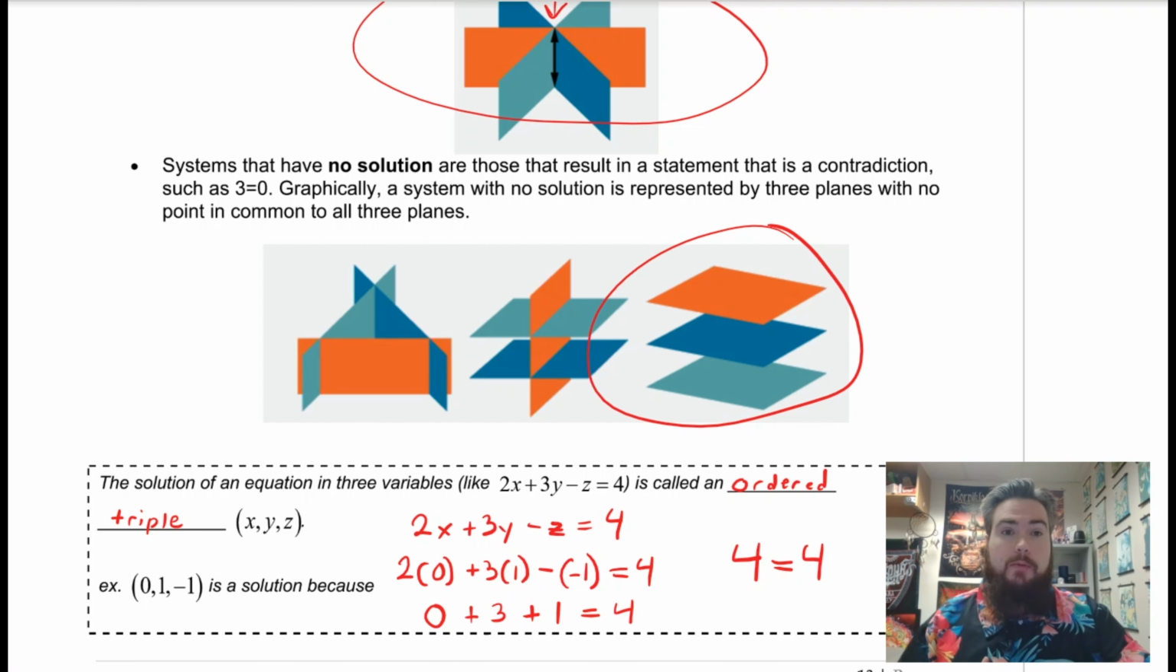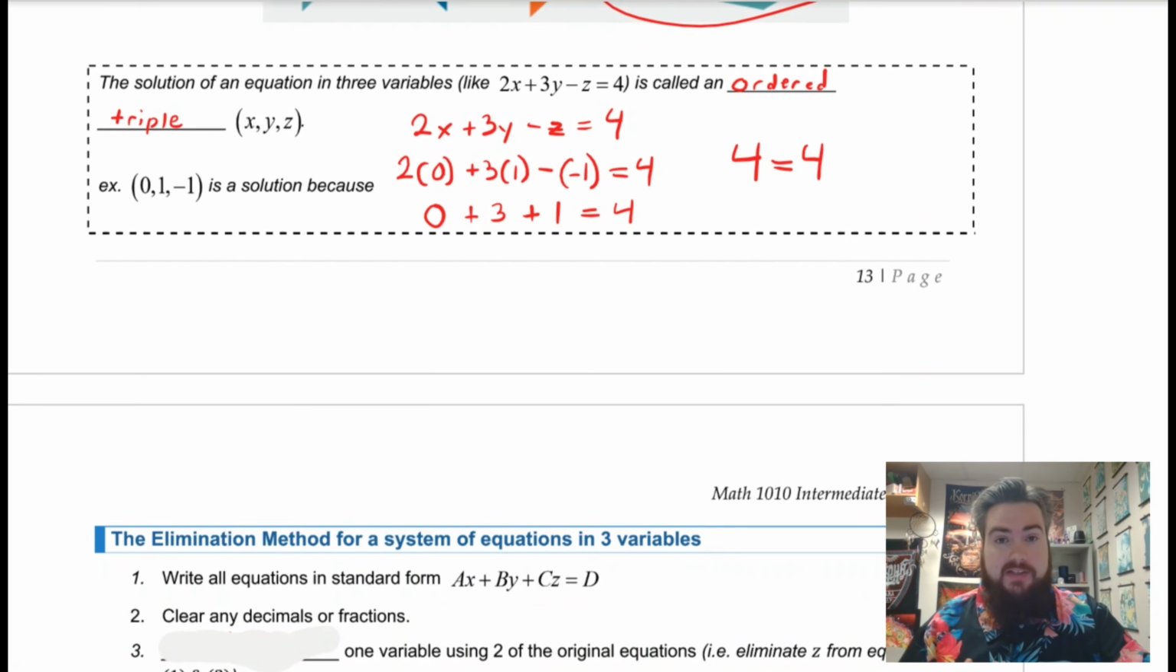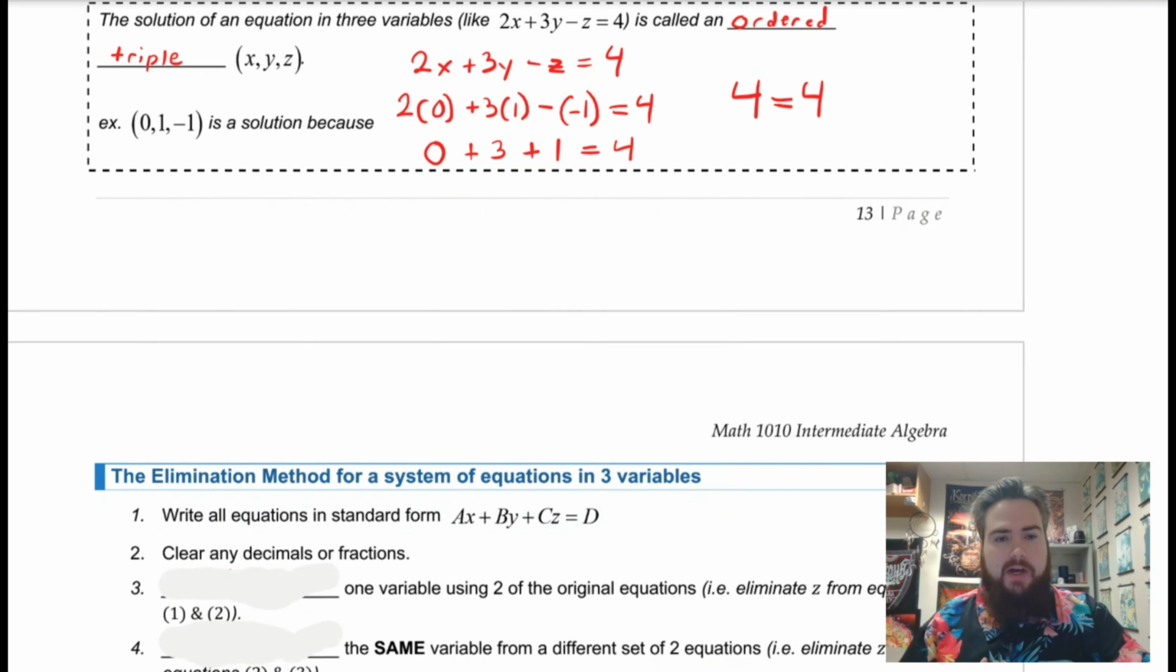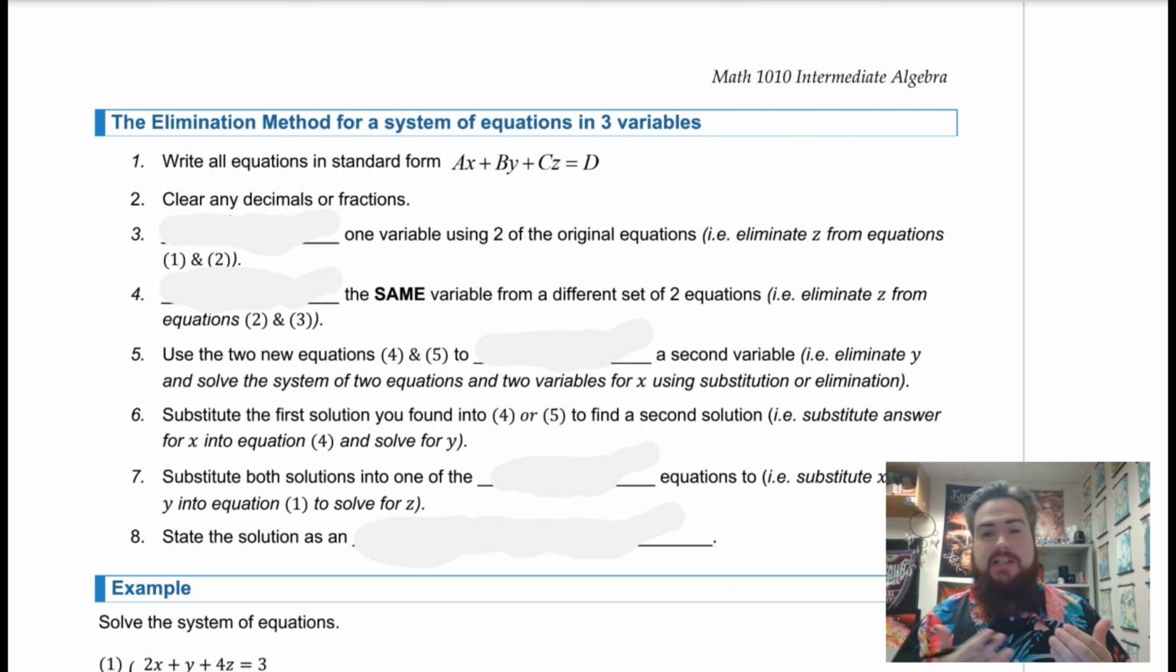Let's now talk about one of the most common methods used to solve a system of equations in 3 variables, which will be called the elimination method. First, what we're going to do is write all equations in standard form ax plus by plus cz equals d. This means if we have anything in a different order there, for example, if we have this z term listed first, we're going to rearrange that. Or, more commonly, if you have x, y, or z alongside the constant on the other side of the equation, then manipulate that as necessary.